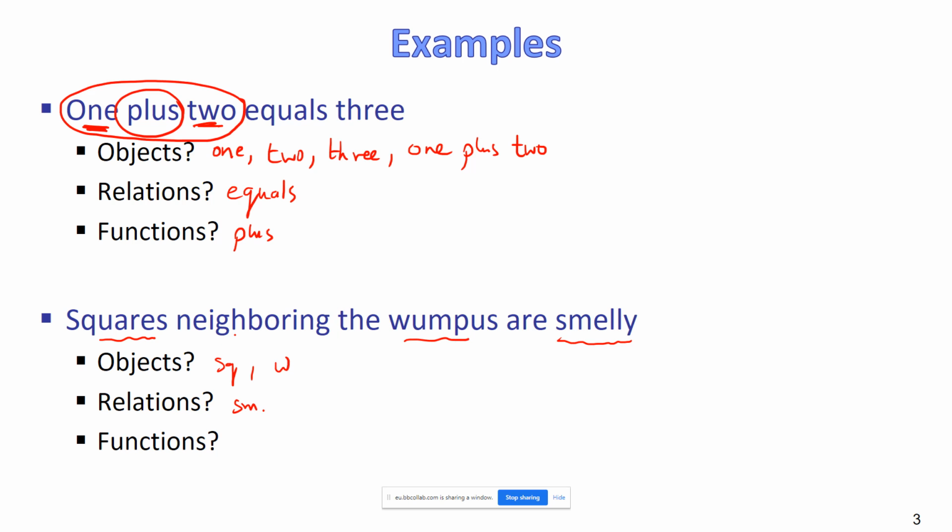Okay, so neighboring here is also a function. Sorry, a relation. And what type of relation is that, Faisal? It is a binary relation because it relates 2 objects. How about functions, Faisal? Yes, so we don't have functions in this sentence. Okay? Thanks, Faisal. Any questions about this?